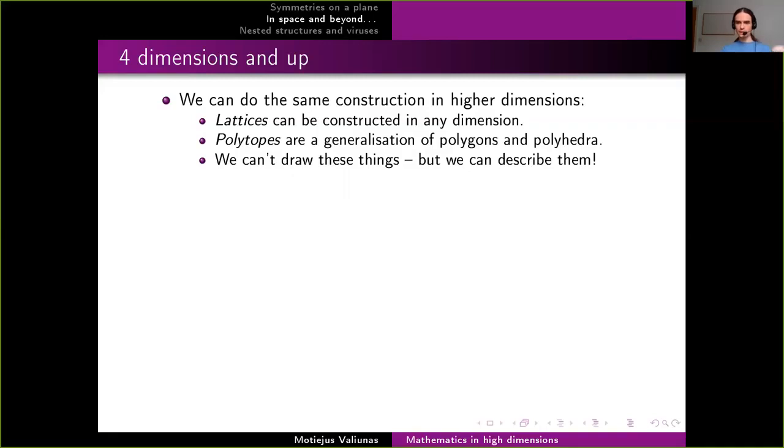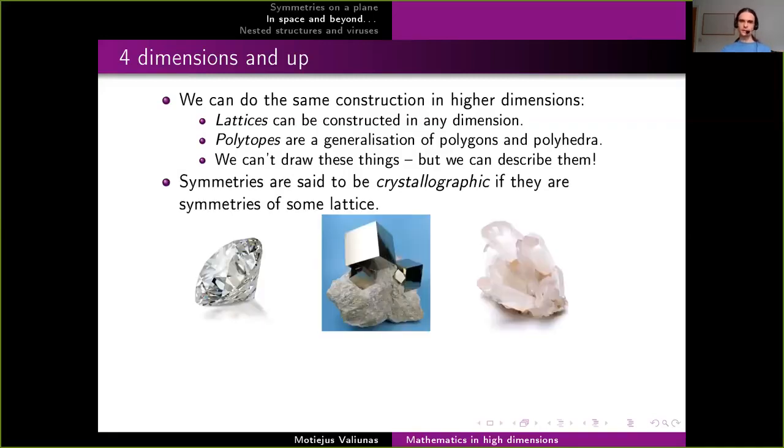And our aim is to find finite objects that have the same symmetry as some lattice. So in particular, if you have a finite object, some polytope in this case, that has the symmetry of a lattice, then we call the symmetries of this polytope crystallographic. And the name comes from the word crystal.